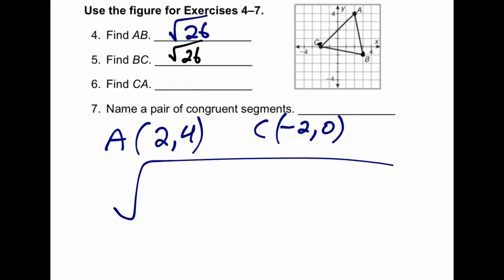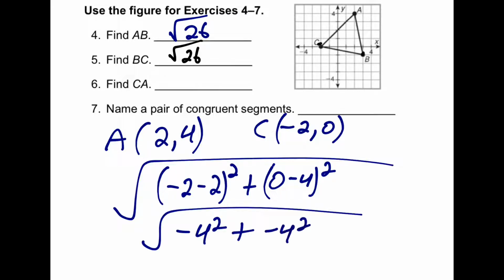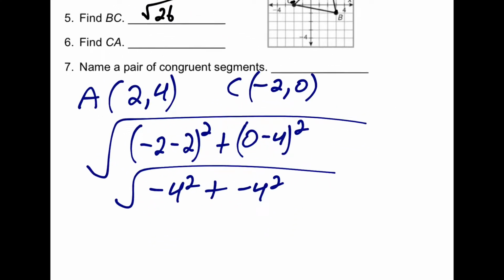So for C and A, I'm going to take the square root of the second x coordinate minus the first squared plus the second y coordinate minus the first squared. So this is negative 4 squared plus negative 4 squared. Or in other words, the square root of 16 plus 16, which is 32.